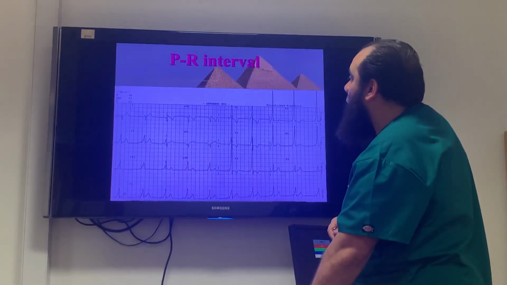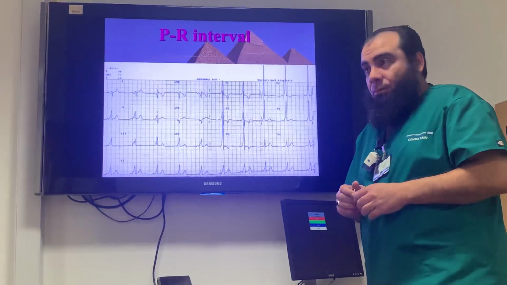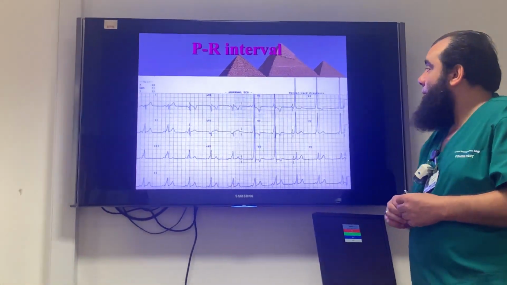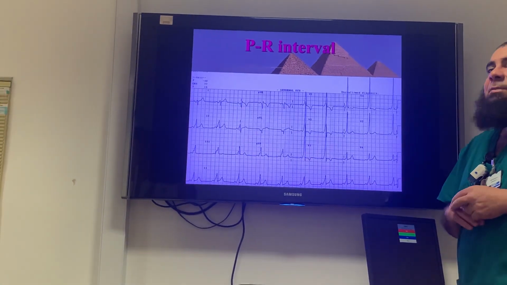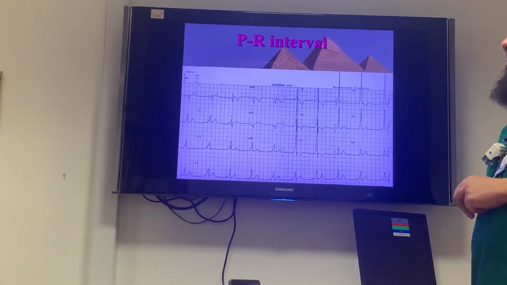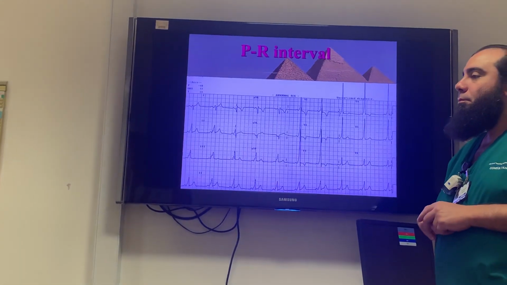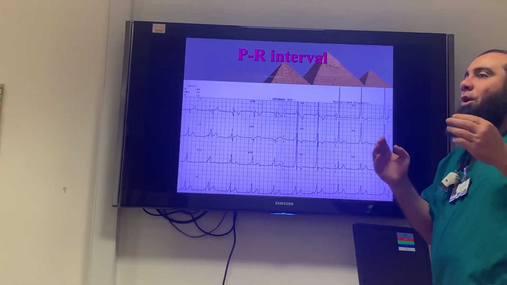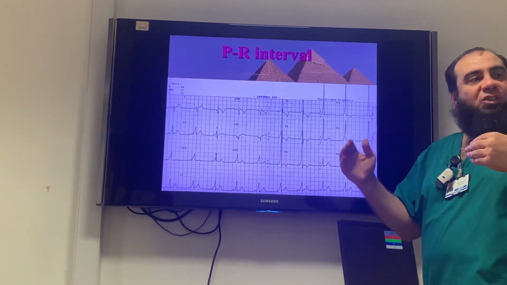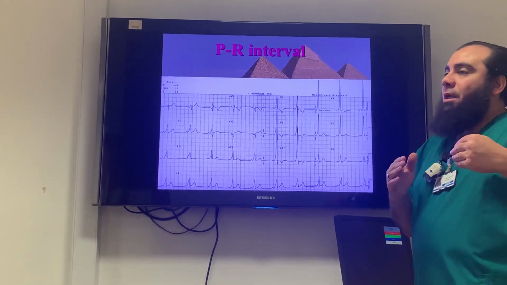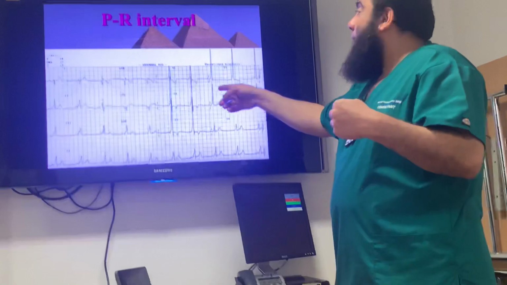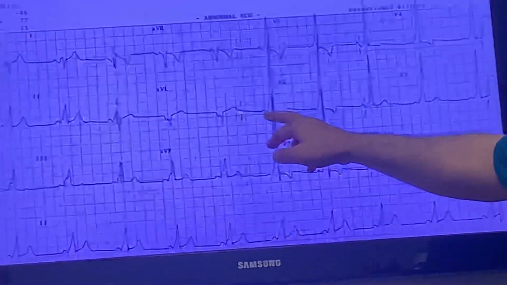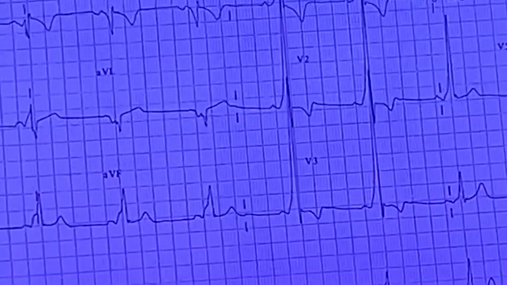Okay. What is this? Anyone knows? What's the PR? Let's speak about the PR interval. It's very short. So we know that 3 to 5 small squares is normal. So below 3 is short, more than 5 is long, isn't it? So here it is shorter than 3. So why?